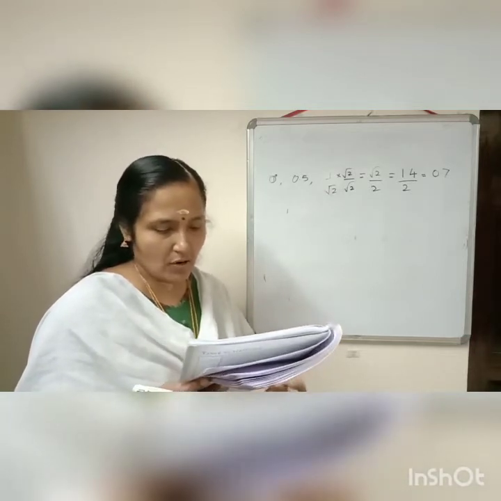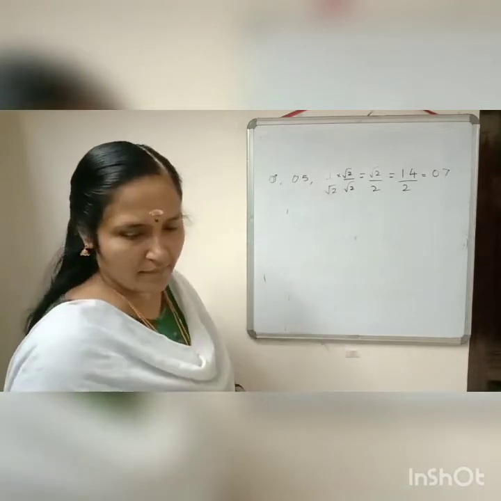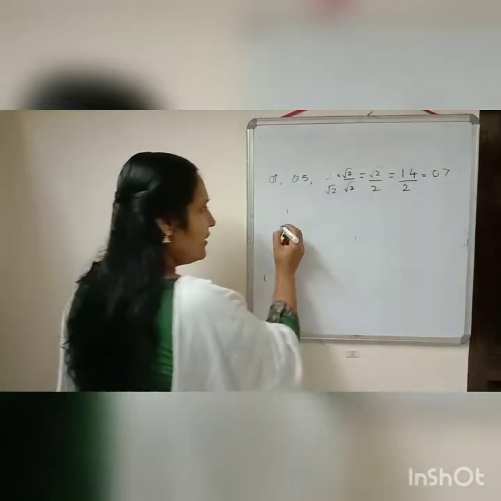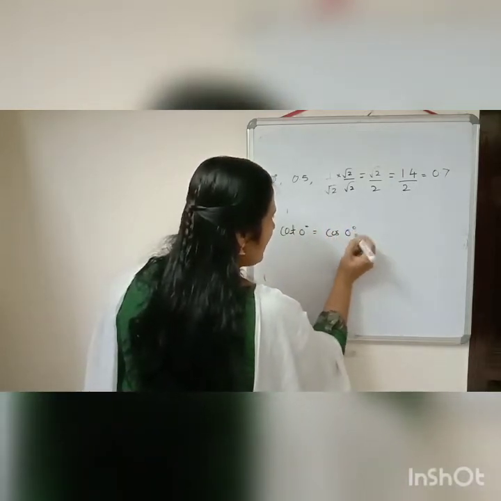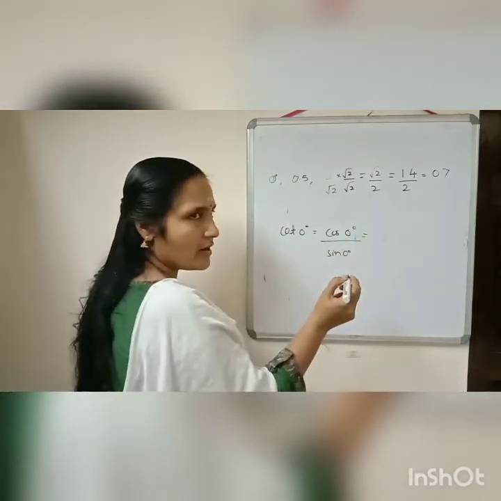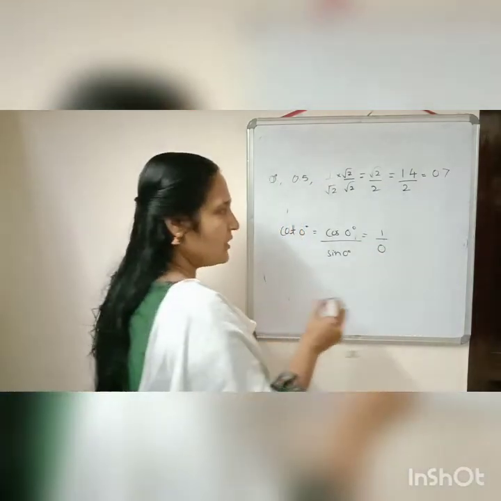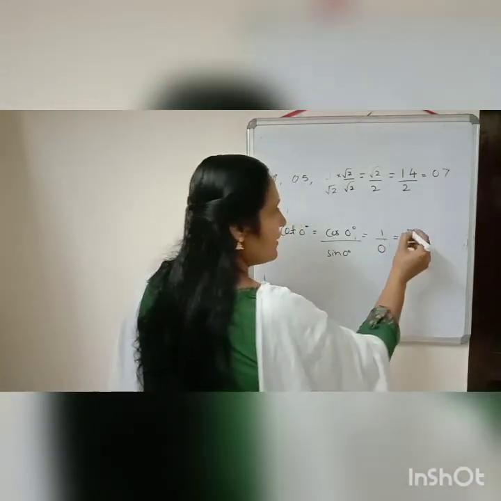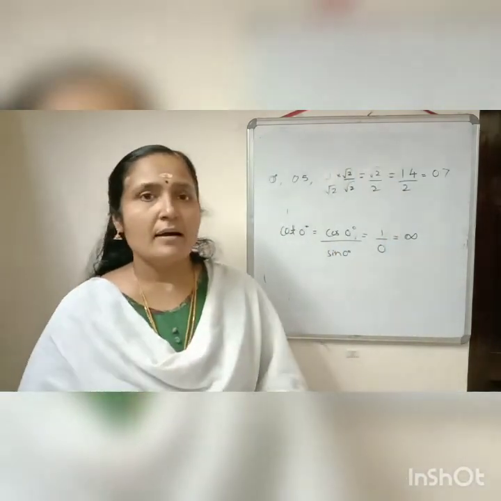Then the last one: cot A is not defined for A equal to 0 degrees. So you have to check whether cot 0 degrees is defined or not. How can we rewrite cot 0 degrees? That will be cos 0 degrees by sin 0 degrees. The value of cos 0 degrees is 1 and sin 0 degrees is 0. So in the denominator we are getting 0, and 1 by 0 is not defined. That is correct. So in this way you can check using the tables.